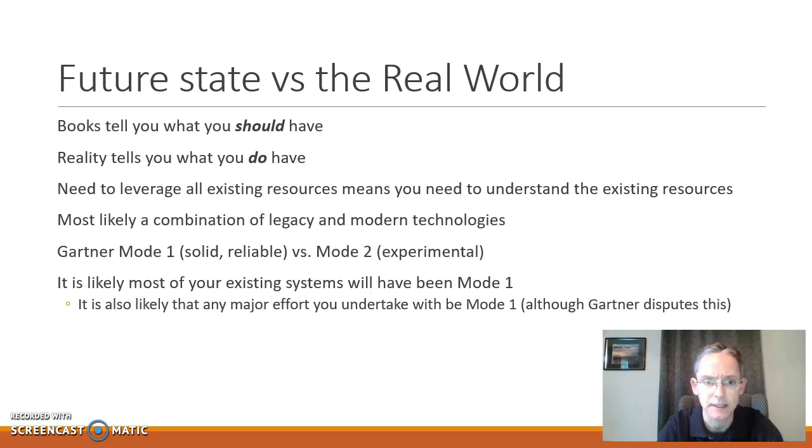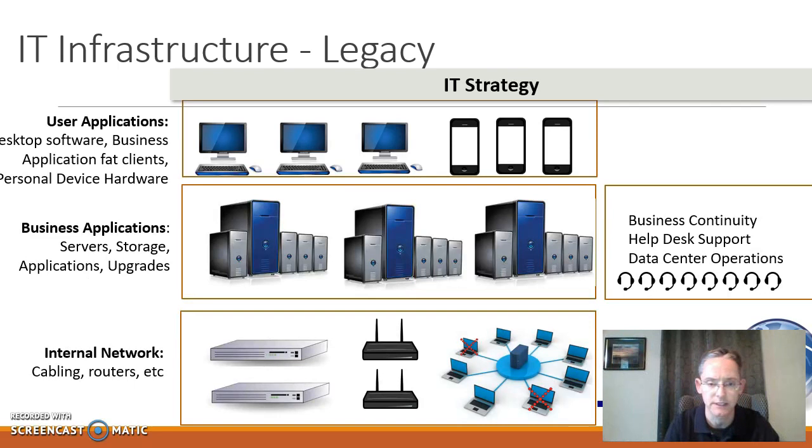Reality is when you show up in any IT department, it's going to be a combination of stuff. You're going to need to leverage existing resources, which means you're going to have to understand how they work, the old stuff that no one wants to use anymore, but it's still there and it still works. Most likely you're going to see a combination of legacy and modern technologies. Gartner refers to these as mode one and mode two technologies. They really focus on experimental mode two as being the future of IT, but the reality is any big operational implementation you're going to do is going to be stable systems. So there's going to be a combination of these things.